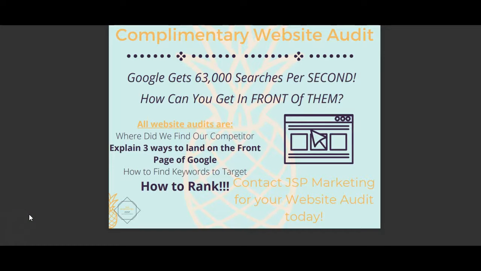Did you guys know that Google gets 63,000 searches per second? We want to talk about how you can get in front of some of those people who are searching through Google. So here we are at the website audit. What we want to do is talk about how we found our competitor, explain three ways that you can also be landing on the front page of Google for different keywords, talk about which keywords we want to be targeting, and then overall, how do you get your website to rank and perform?